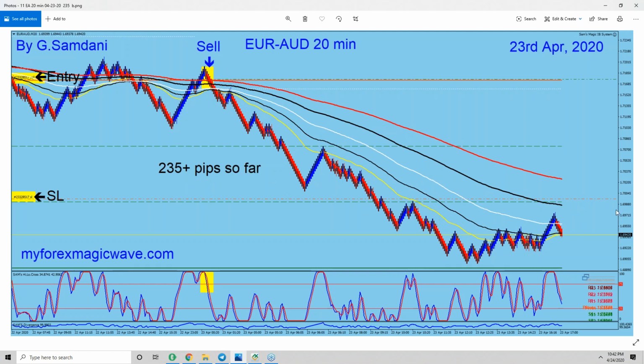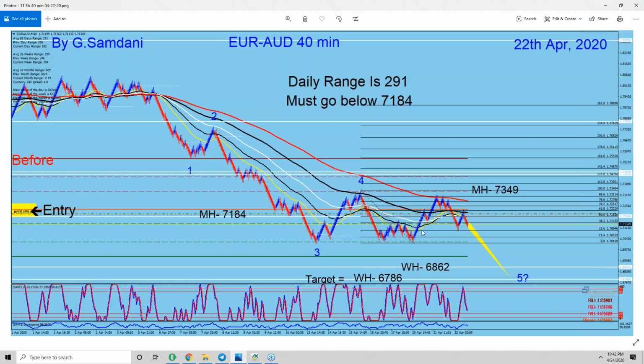And the reason for this was, let me show you the charts, the 40-minute charts. I made this 40-minute chart here that it went up all the way there, and now it's going to start coming down here. So this is where I made my entry, and I'm showing the target is all the way down to 67, 86, and before that we have 68, 62. So at least into this area I was looking at. That's why I didn't close the trade and held for 235 pips.